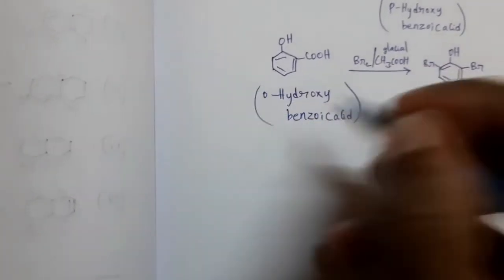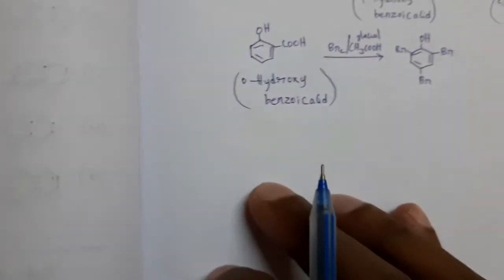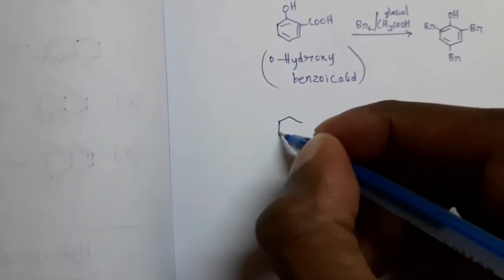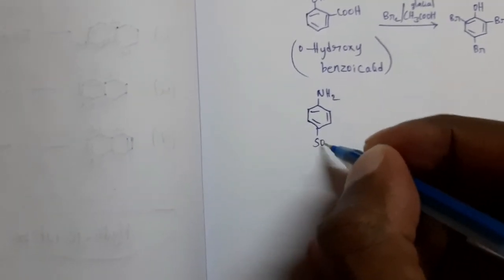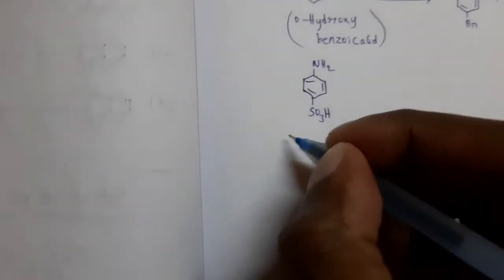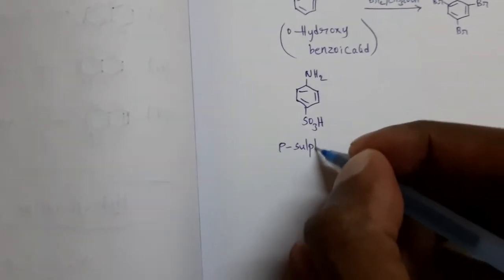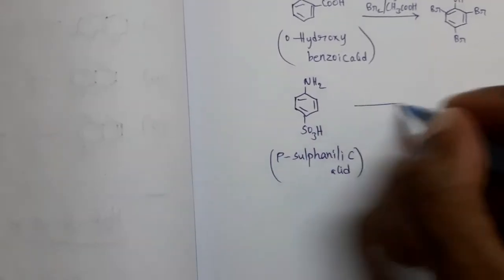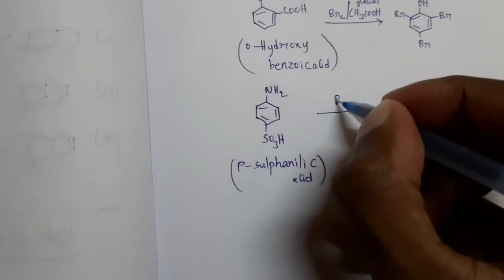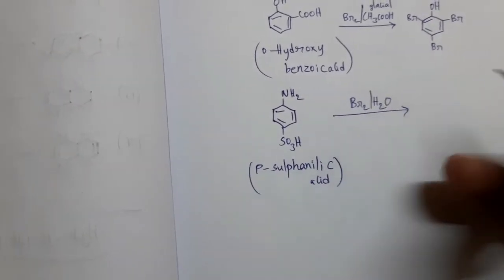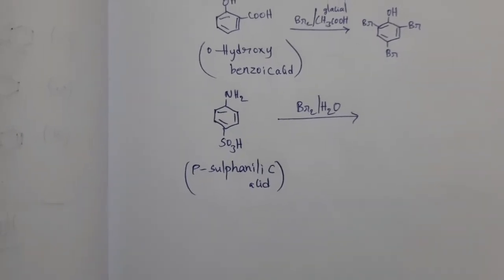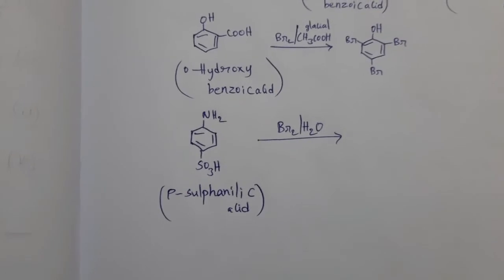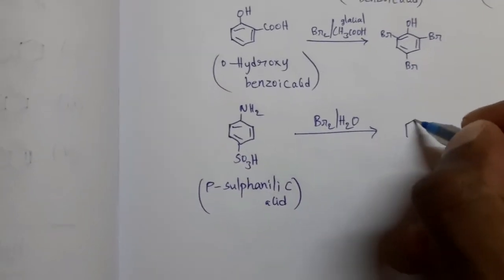In the same way, aniline derivative. See here, this is aniline. SO3H group is present at para position. Its name is para-sulfanilic acid. Para-sulfanilic acid is treated with Br2 in H2O, bromine water. Then also SO3H group is replaced by bromine. We can get tri-substituted product. That is this one.